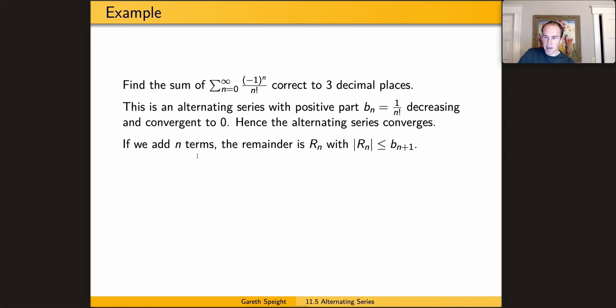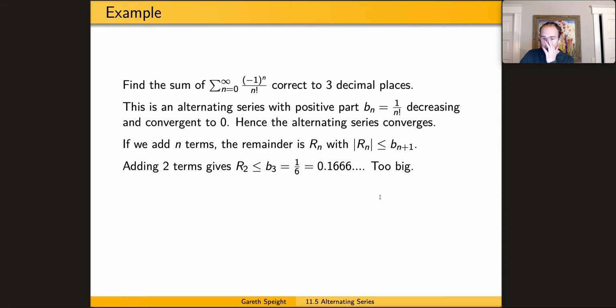But by the remainder estimate we just said, if we add n terms, then the remainder is at most Bn plus 1, the positive part of the next term along. Now we just have to do trial and error to get the remainder small enough. We want to estimate the sum correct to 3 decimal places, so for sure we need our errors to be less than 0.001. We don't want the third decimal place to change. And probably we need it quite a bit smaller than that because we don't want any uncertainty due to rounding errors. There's no easy way to say how many terms we need.